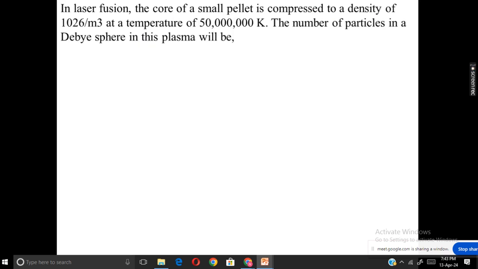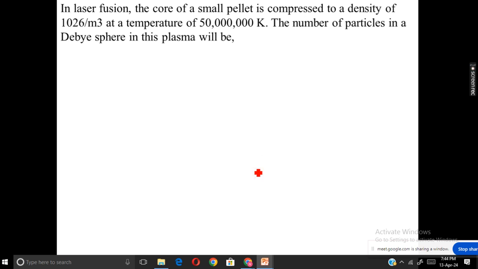Now the next question. In laser fusion, the core of a small pellet is compressed to a density of 10 raised to 26 per meter cube at a temperature of 50 into 10 raised to 6 Kelvin, or 50 million Kelvin. The number of particles in a Debye sphere in this plasma will be.